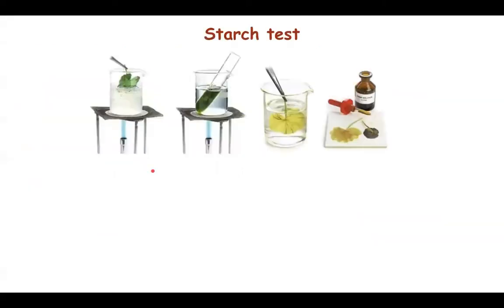So let's study the experiment for presence of starch. It's called the starch test. So first of all, a leaf is taken and dipped in boiling water. When you dip the leaf in boiling water, then you dip that leaf in methylated spirit, which is boiled over a water bath. Methylated spirit is highly inflammable, so it is not directly heated over a flame. It is kept over a water bath.